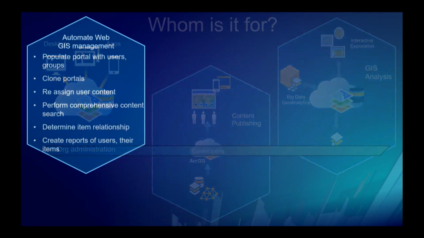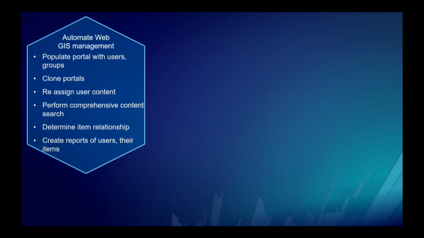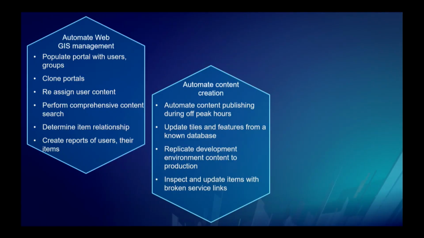to accomplish with it. So when we talk about automating Web GIS management, we're talking about populating the portal with users and groups. Maybe these are one-time tasks. Maybe these are multiple tasks that you do, or repetitive tasks. You need to clone information. You need to update curated content. You need to look for broken links, make sure things are working. Those are all totally possible with it. You can also create reports of users, to see how your content and information is being posted, who's using it, what's not being active.